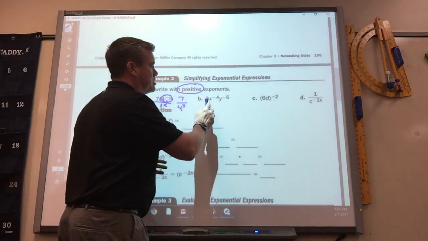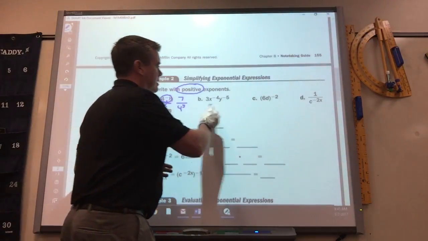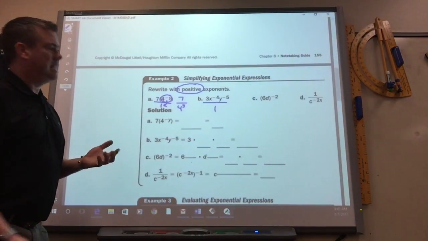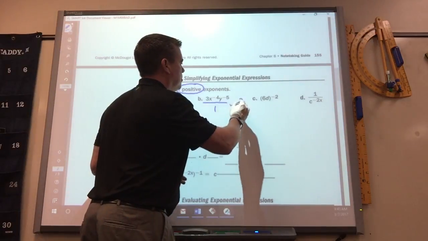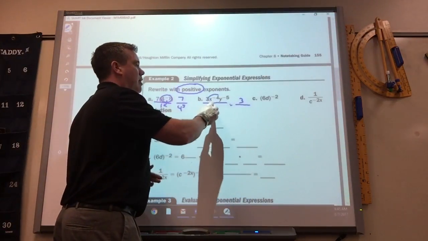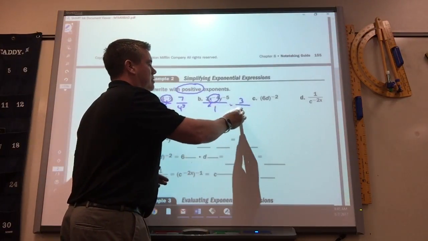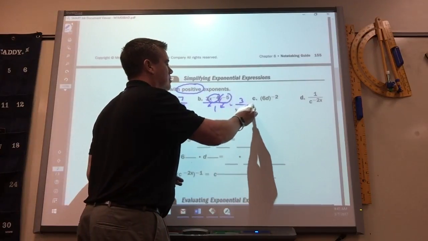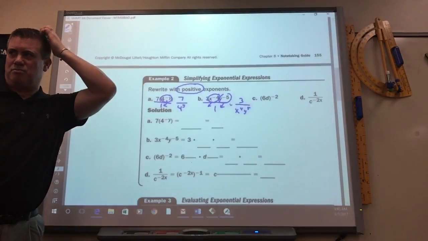So on this one, there's 3 things. What would you do with the 3? Leave it where it's at. And then that would have to move underneath. And so would that one. That's all it is to it. It's just moving stuff around.